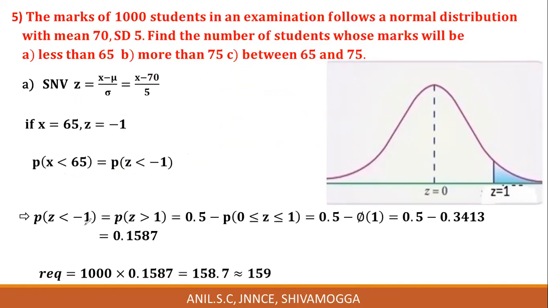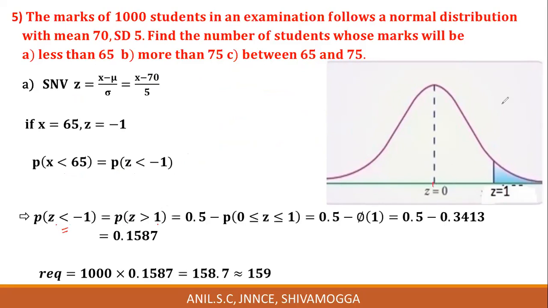Z less than minus 1 can be written as Z greater than plus 1. Both are the same. If you multiply this inequality by a negative sign, the inequality will be reversed. Z greater than plus 1. Now mark this area where Z takes values which are greater than 1.